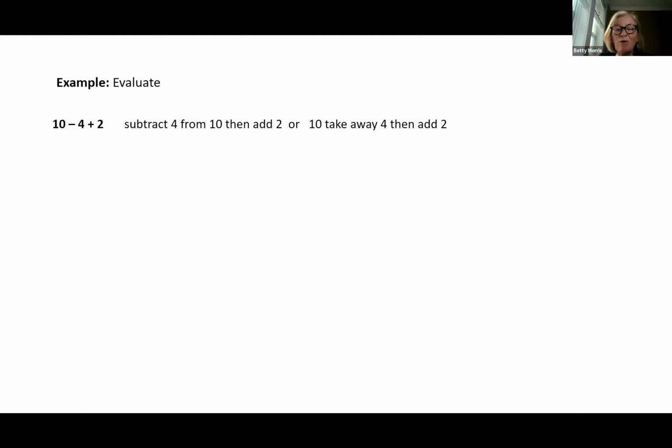So here's an example of evaluate. And again, you're going to see the visual. So here we have, and I'm going to say 10 take away 4, then add 2. But another way is to say subtract 4 from 10, then add 2. This is for you right now. If you say, well, there's no way my students are going to be able to do that, but you have to just think about that. You subtract 4 from 10, and then you add 2.